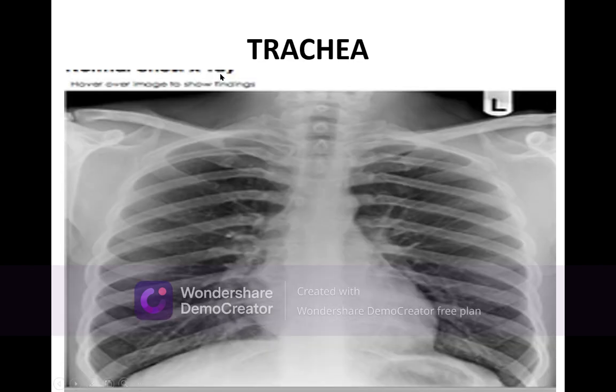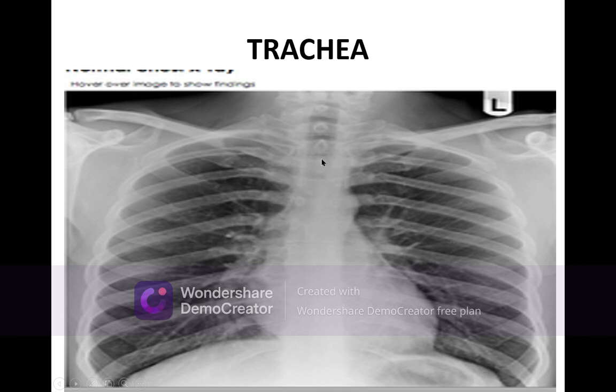So this is the trachea. We have to see the tracheal position. These are the air shadows, which are called tracheal air shadows. This one, this one, this one. Now the trachea ends at the sternal angle, or the fourth thoracic spine. There it divides into two, the right principal bronchus and the left principal bronchus.